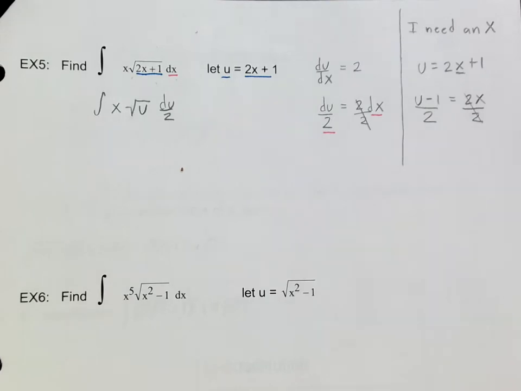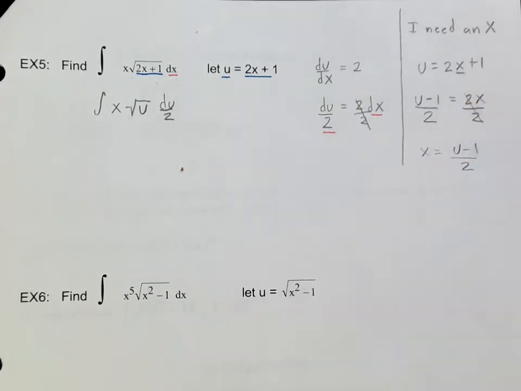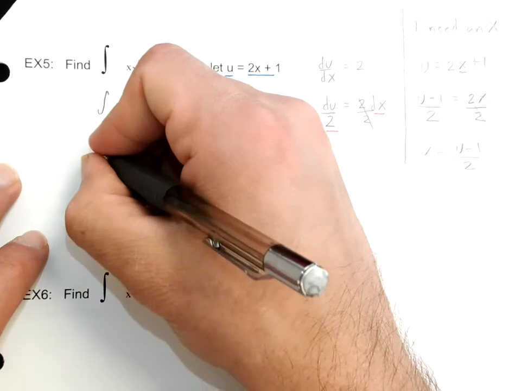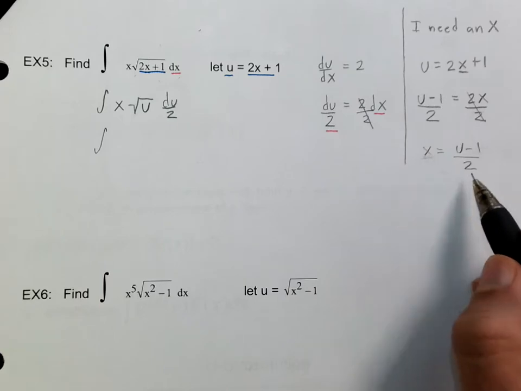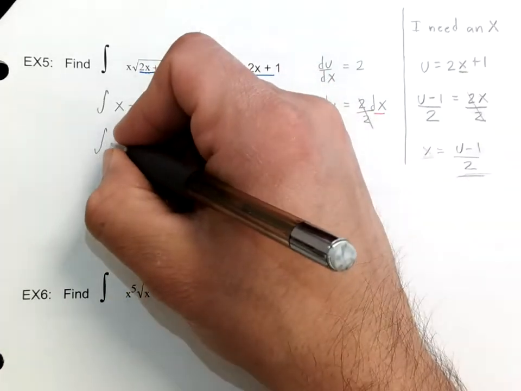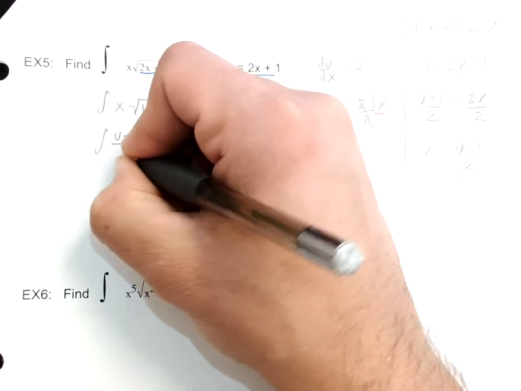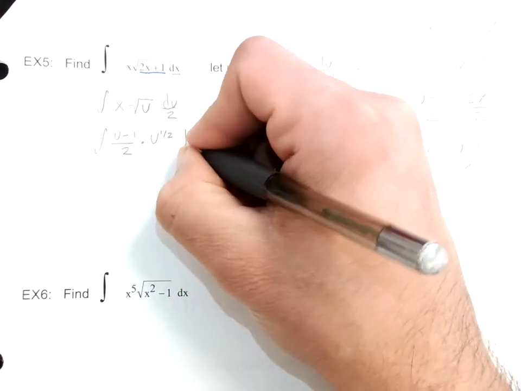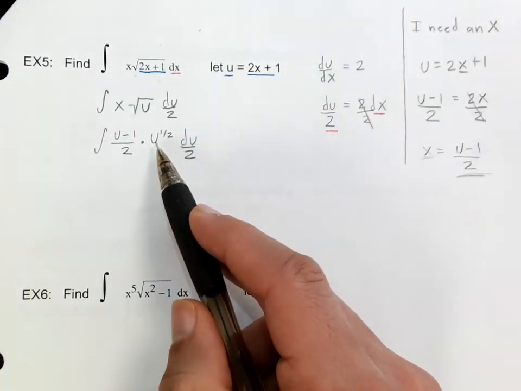Alright, and then after that, notice now I have x is equal to u minus 1 over 2. I'm going to replace this x with all of this. So I have u minus 1 over 2 times u to the 1/2 du over 2. The u to the 1/2 power, remember, that's just me rewriting the square root of u.